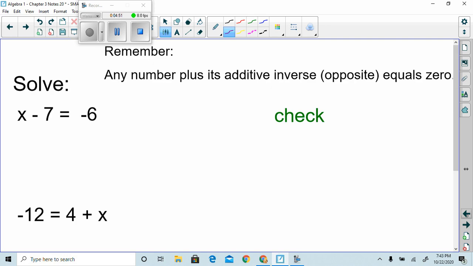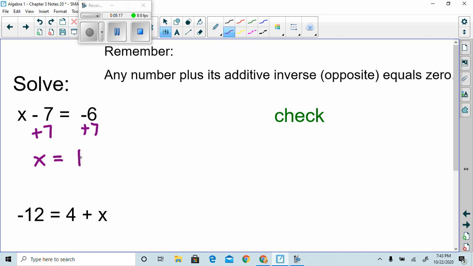So remember, something key here. Any number plus its additive inverse or its opposite equals 0, and that's helping us in these one steps to isolate the variable if we see an addition or subtraction equation. So let's go ahead and add 7 to both sides. We know that we have to watch our signs, and we're going to see that we have 1.